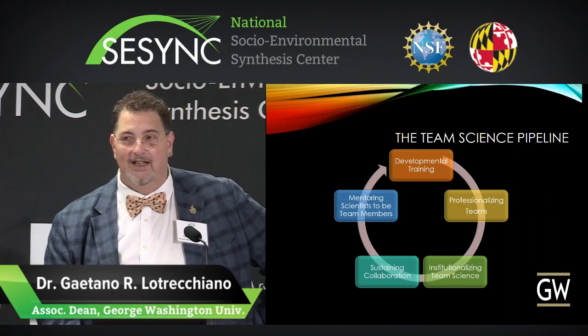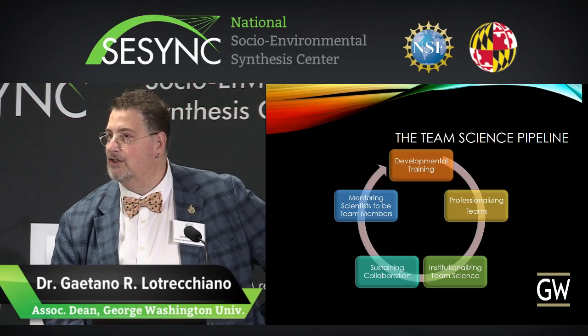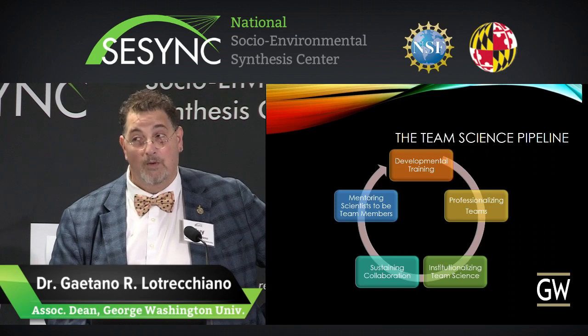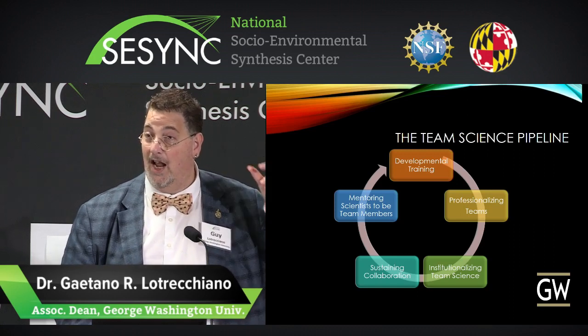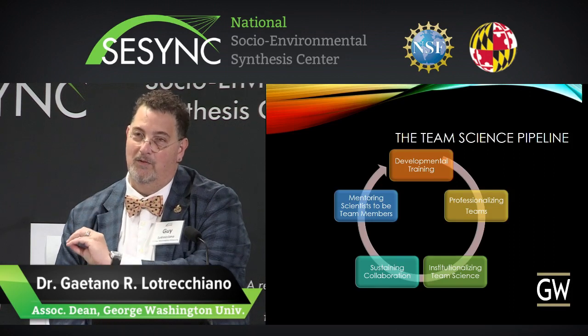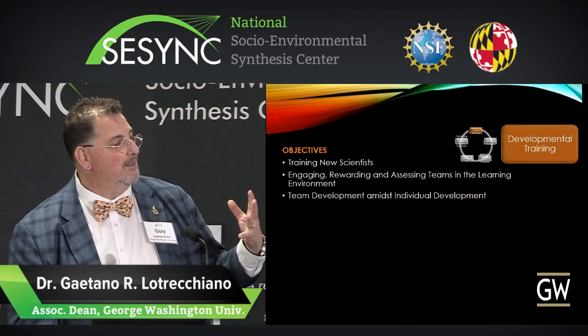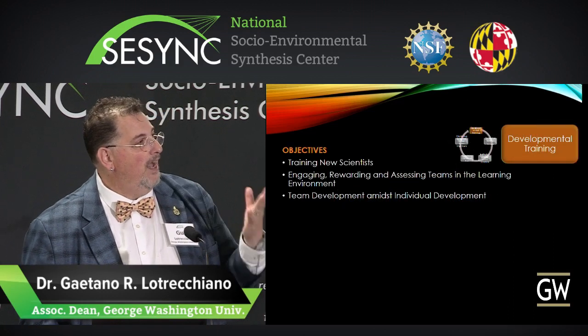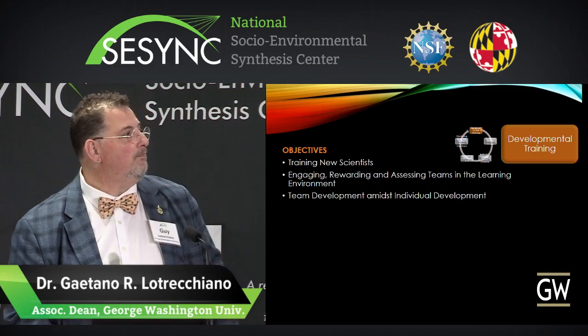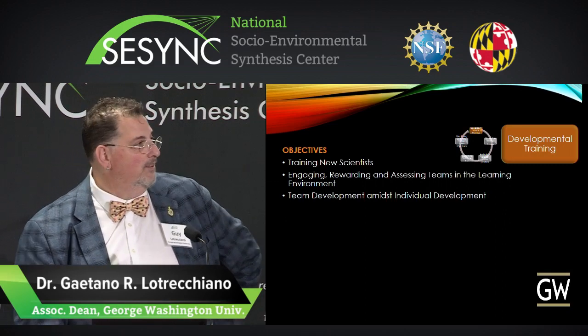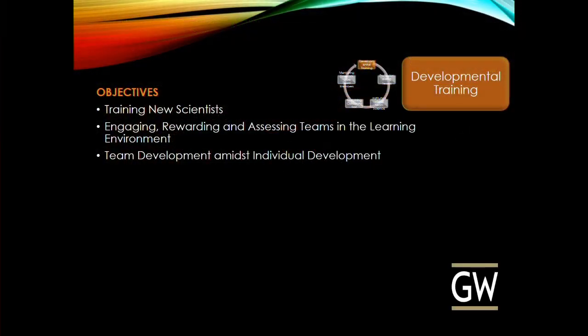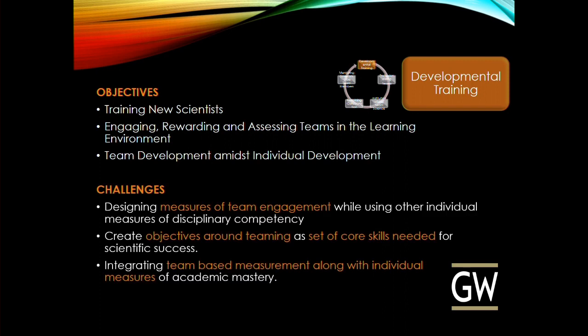Senior scientists want their junior people to succeed. Well, are we telling them this is the way to get the brass ring, or this is the way I really want to see you work throughout the rest of your career? Those are two different messages. So let's talk about this life cycle a little bit. First is the idea of developmental training. How are we training new scientists? These are the objectives, of course: engaging, rewarding, and assessing teams in the learning environment, and team development amidst individual development. This is all part of the learning process of becoming a team scientist.